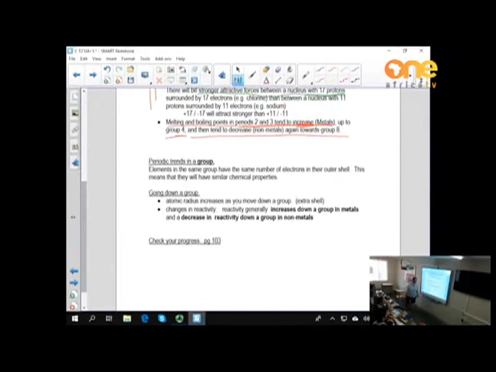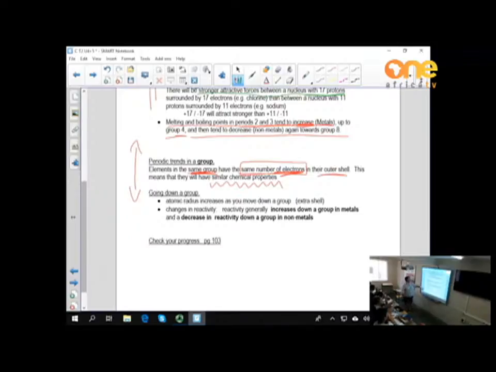Periodic trends in a group. What are the groups? The groups are the vertical columns. We say elements in the same group have the same number of electrons in their outer shell. This means that they will have similar chemical properties. For example, they have got 3 bonding places, so they will bond onto 3 things having a single bonding place. Do you understand? All of them will do that.